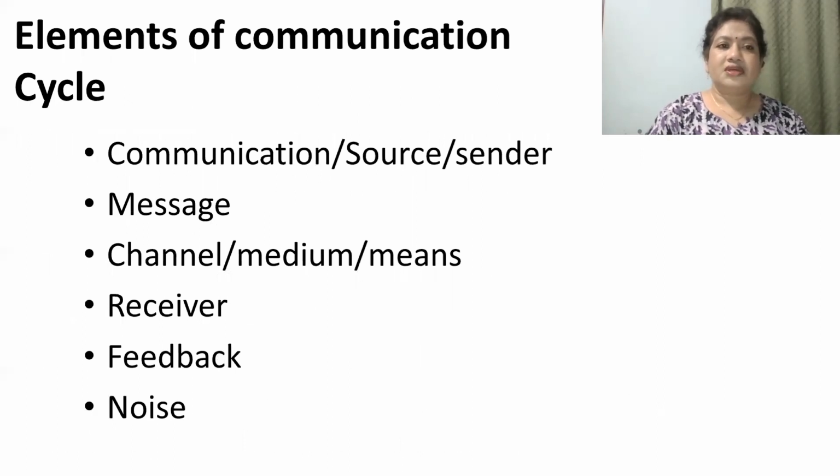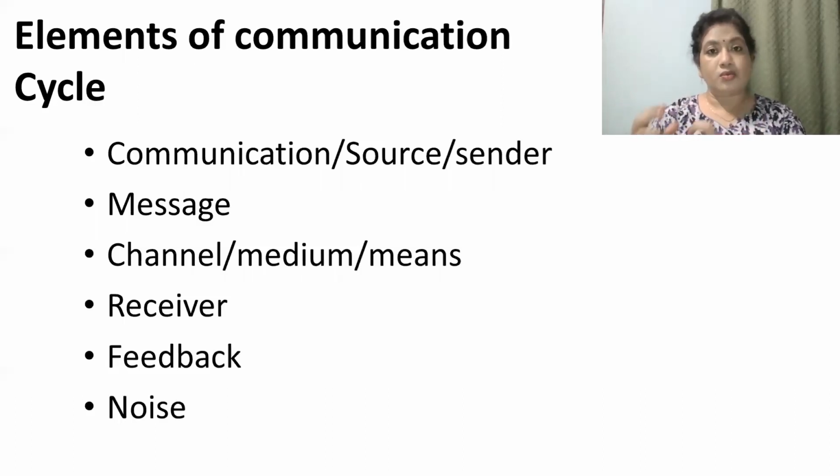So we have covered these things: elements of communication. Under elements of communication, you have the source, or you can call it the sender, the message, the channel, which you can also call medium or means. Then you have the receiver, then you have feedback, and if certain things are not happening the way they are supposed to, then that is called noise.